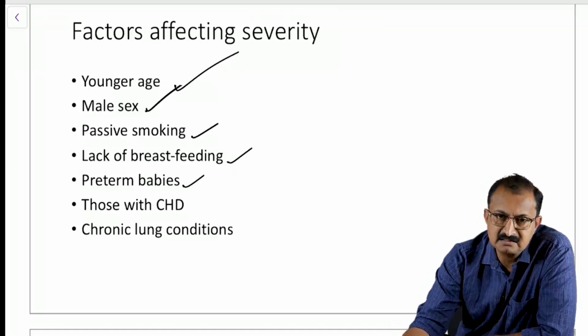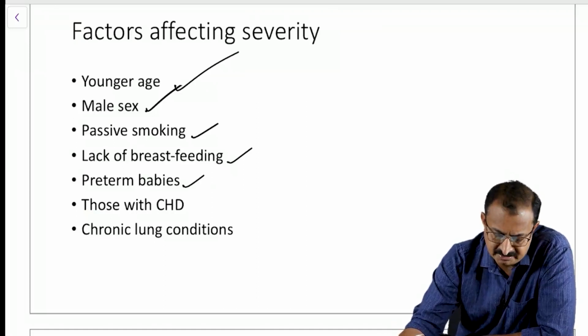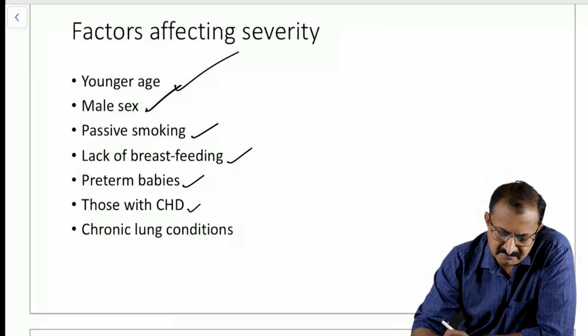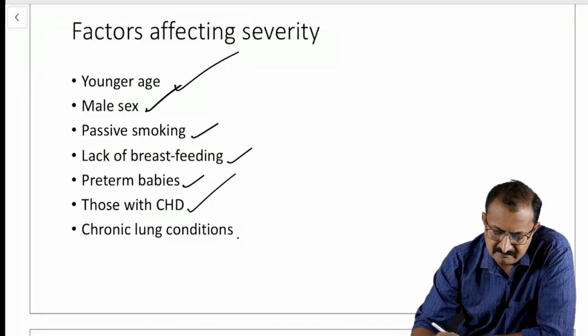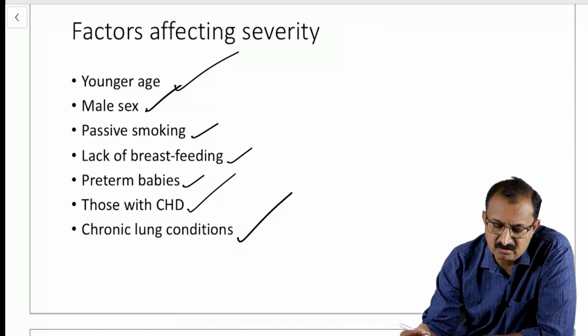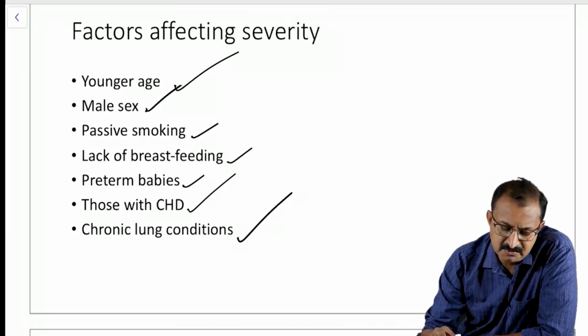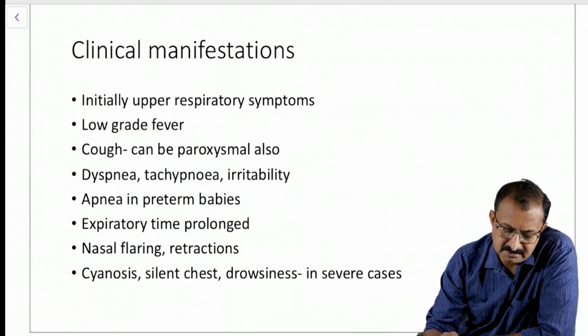Preterm babies are severely affected if they get infected, and those babies having congenital heart disease, those having chronic lung conditions or certain immunodeficiency situations, all these groups are severely affected due to acute bronchiolitis.